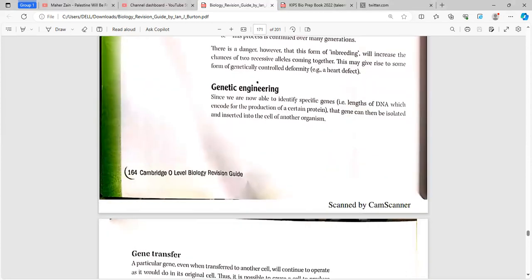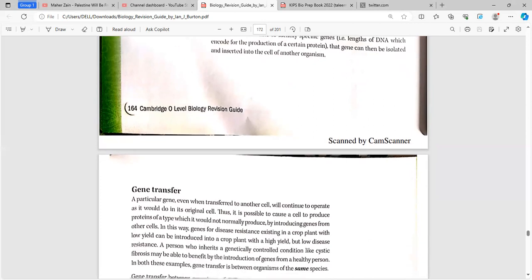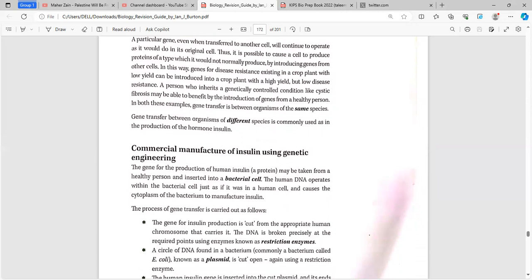Similarly, now we'll be talking about the process of genetic engineering. What is genetic engineering? In genetic engineering, a particular gene is transferred from one cell to another. The most potent type of example of genetic engineering is insulin. In insulin, first, the gene for insulin is cleaved or taken out from a human chromosome. This is carried out by the process of restriction enzymes.